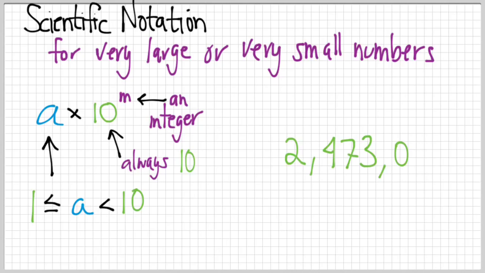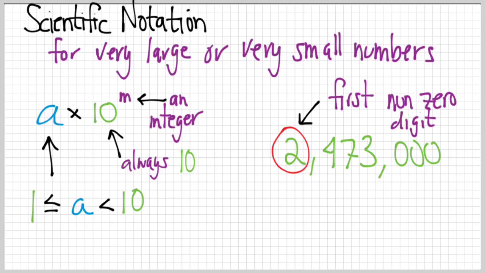So let's look at an example. Here we've got 2,473,000. Pretty big number. So we're going to put this in scientific notation. First thing I do is look for my first non-zero digit. In this case it's just the first digit, the first number on here, and it's a 2. It's not 0, and it's the first one that's not a 0. So we're going to just put that down.